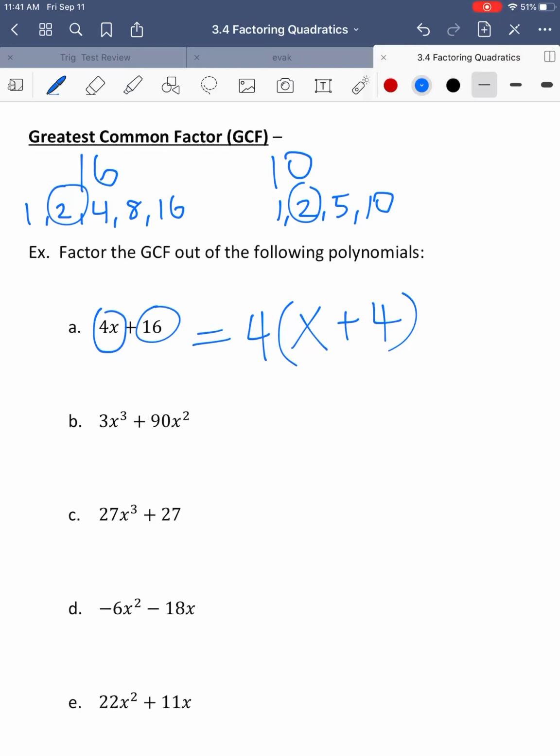If there's an x, do you notice how this one has an x cubed, this one's x squared? I can take those out as well. So this turns into 3 times x squared plus 30x. And those are equivalent statements also. So go ahead and try these other 3, C, D, and E, just to make sure you get the hang of it.